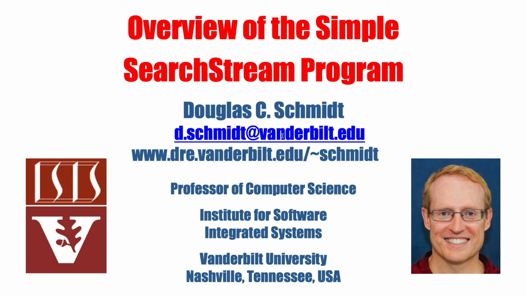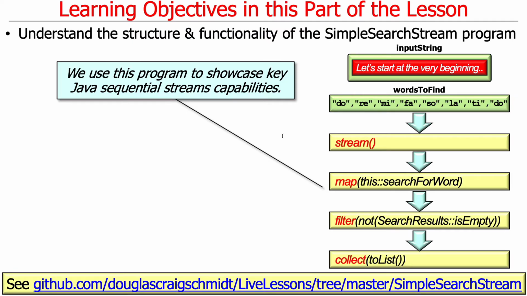So we're going to start out by talking about a case study program that we'll use throughout the next few lessons in order to make everything nice and concrete. This is the example. It's called the SimpleSearchStream program. You can find it at the link at the bottom of the slides, in the live lessons repo in my GitHub repository. You'll see an example that we use to demonstrate key Java sequential streams capabilities.